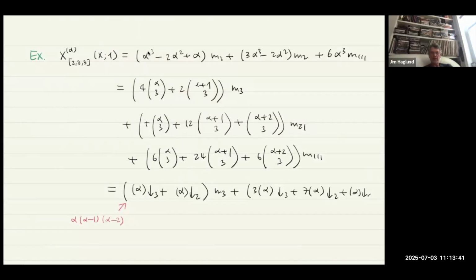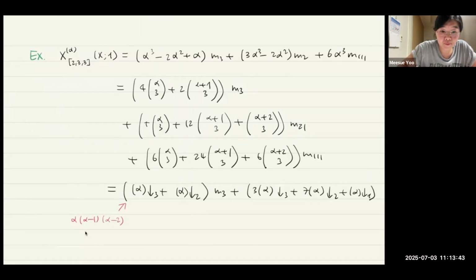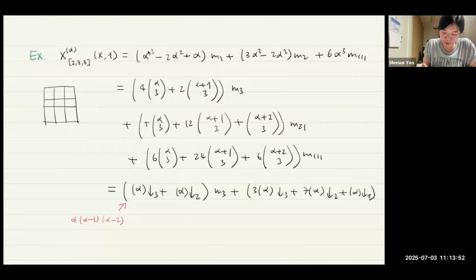Oh, I'm sorry, there's a question in the chat. Oh, 2, 3, 3. So this is a 3 by 3 board. And 2, 3, 3 looks like this. So basically, for the chromatic symmetric functions, you just fill these cells with proper coloring. But then for alpha chromatic symmetric functions, we're going to have another set of colorings.